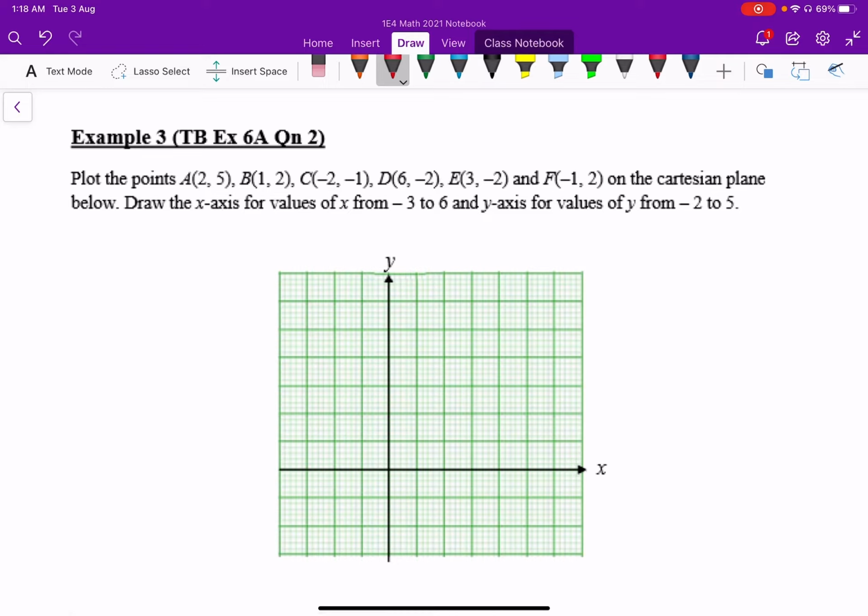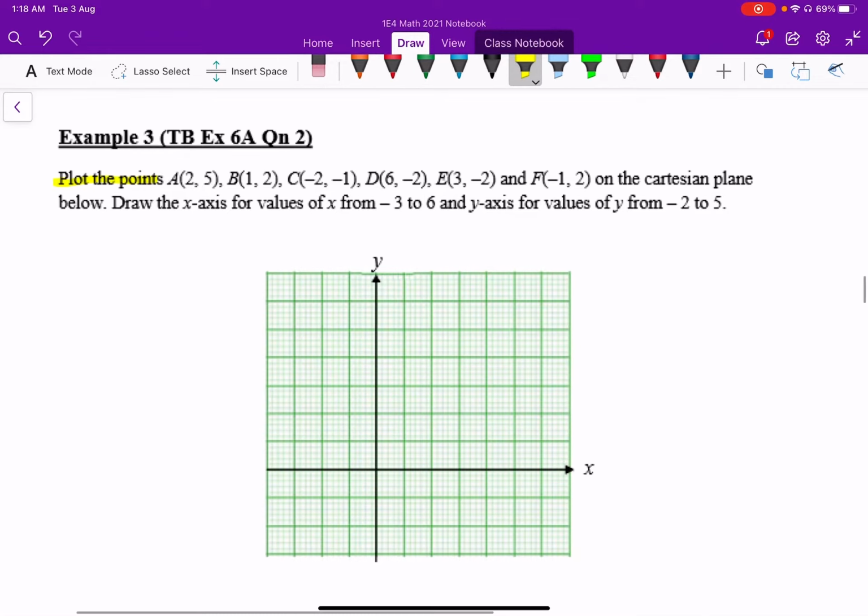So now in this example, they want you to plot the points, and also they want you to draw the value of x from -3 to 6. So there are two parts here. First, they want you to plot points. Next, they want you to draw the axis. Okay, so what I'm going to help you with is drawing the axis. They want to draw from -3 to 6 for my x value, so let's do it.